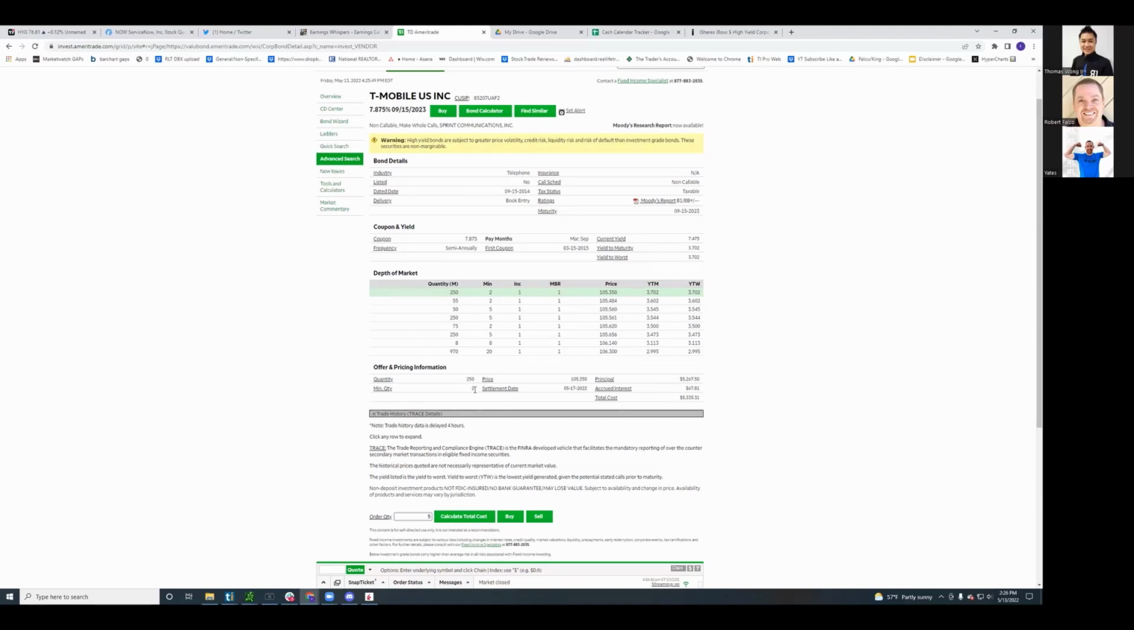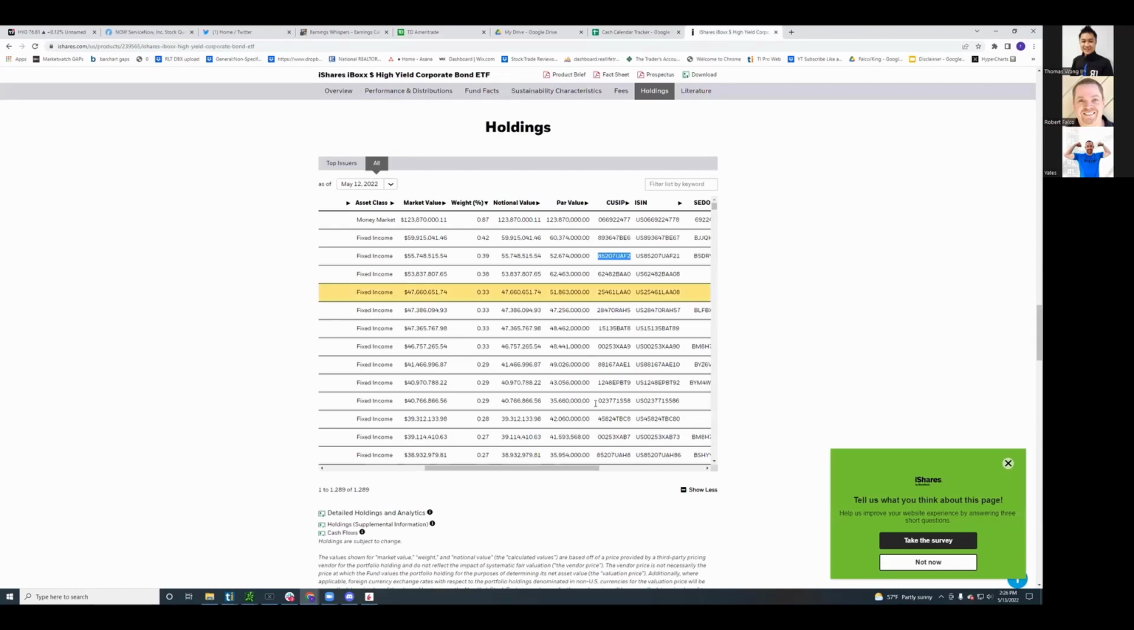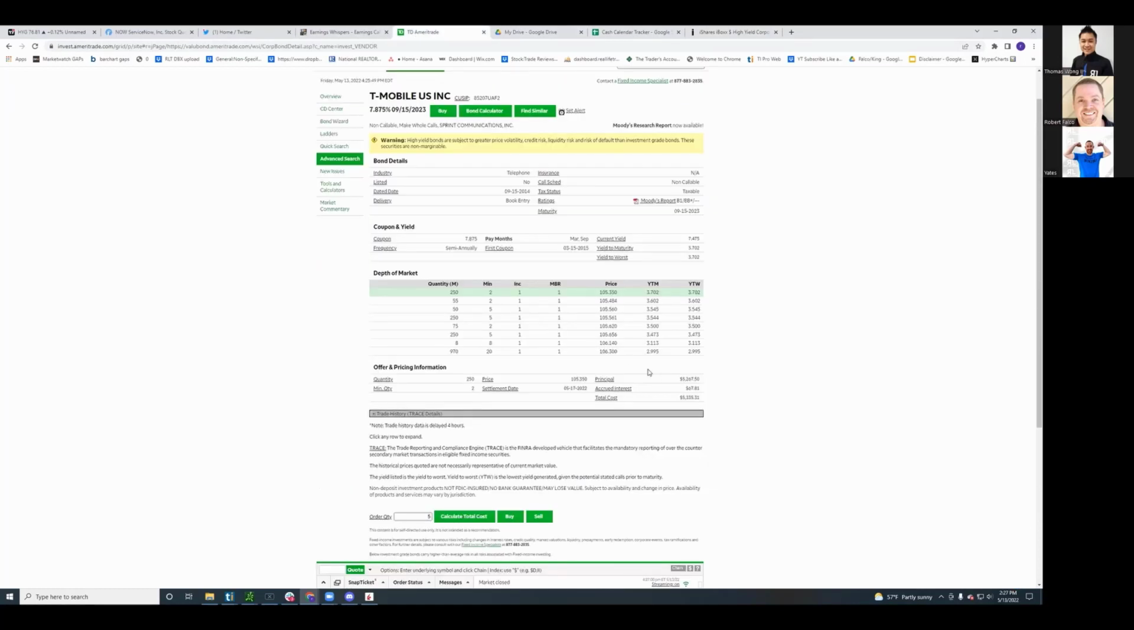Quantity is 250 minimum quantity. So you could put 5,000 in here if you wanted to. But this is just an example of how you could figure out what that bond is. And then you could come in here and be like, okay, I'm just going to buy this one directly.